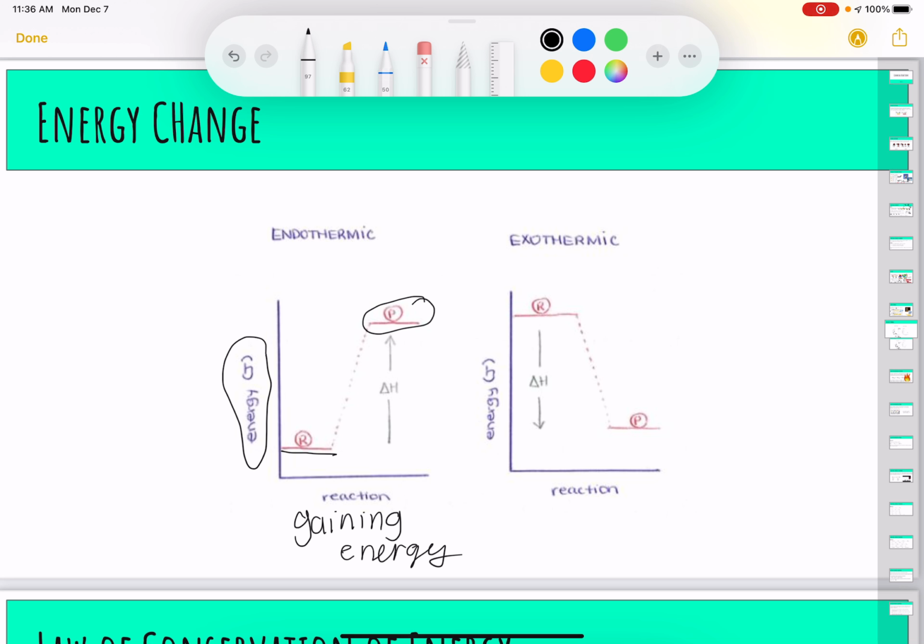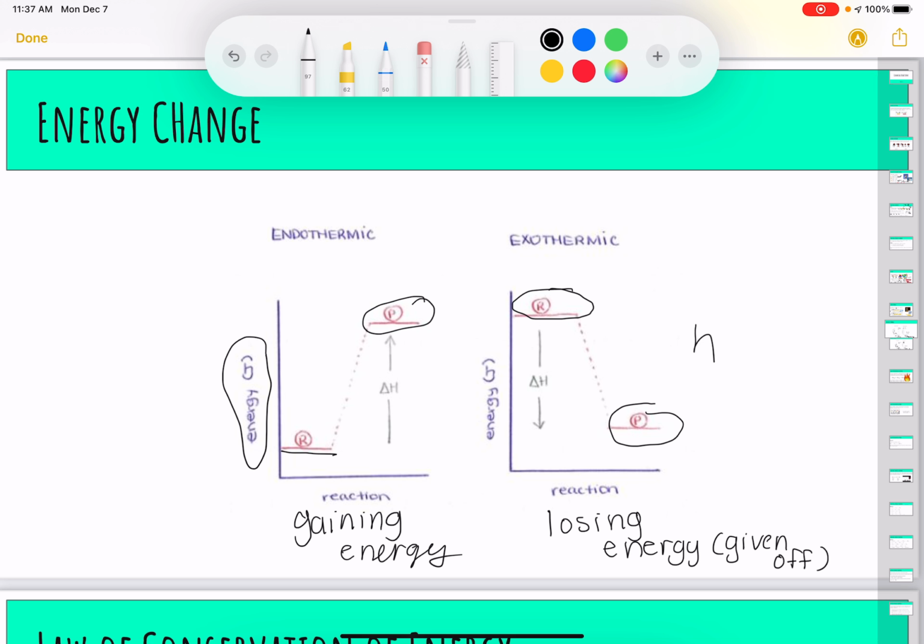Now, on the other hand, an exothermic reaction, we start out with a lot of energy. It's all built inside of the chemicals. Then once the reaction happens, at the end of the products, what we've created, we've got a whole lot less energy. So from the first to the last, it's losing energy. Where are we losing it to? Well, it's being given off into the environment.